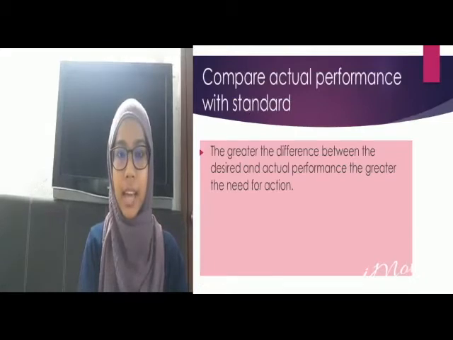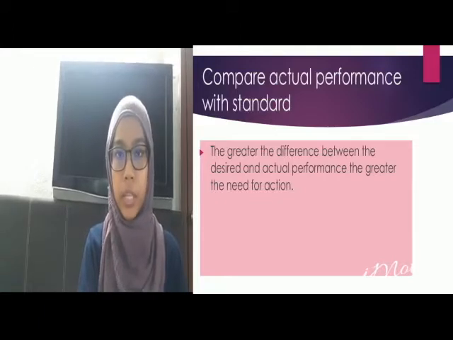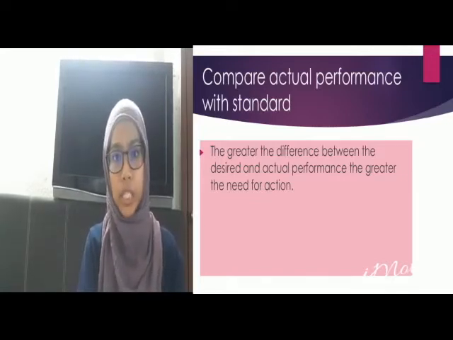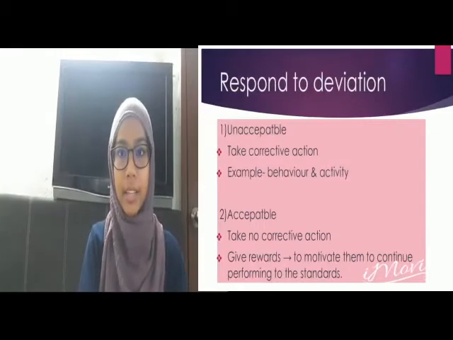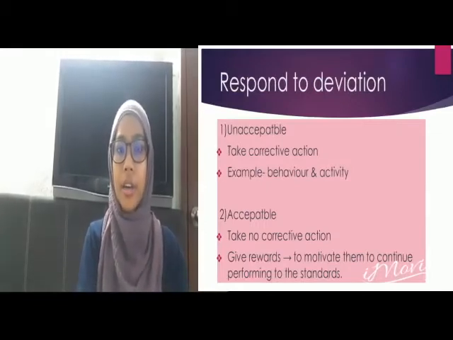Step number 3 is compare actual performance. This step can be difficult too, depending on the nature of the performance to be measured. The greater the difference between the desired and actual performance, the greater the need for action. This relates to step number 4, which is response to deviation. The choices we have are to take corrective action or take no corrective action.